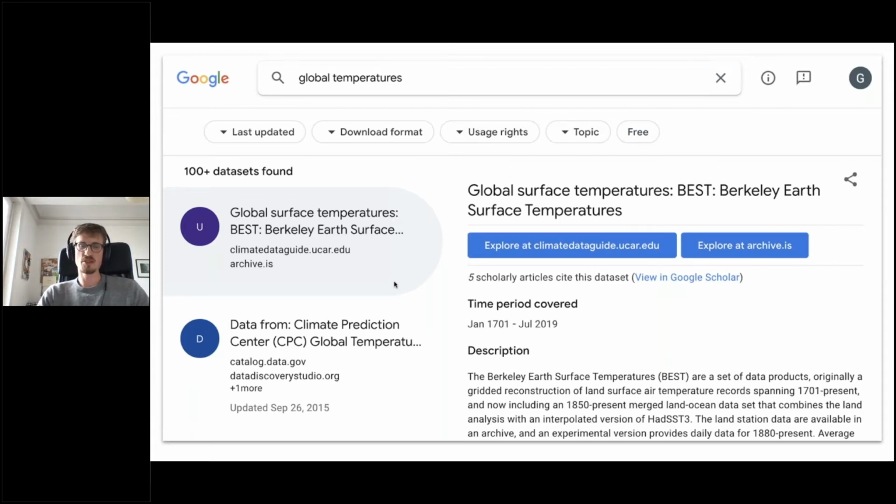So that's the first element, like curating the search result. The second element is also they've condensed the information to what really matters, so I can easily see what time period this covers, having the quick and short description. And this has two effects.